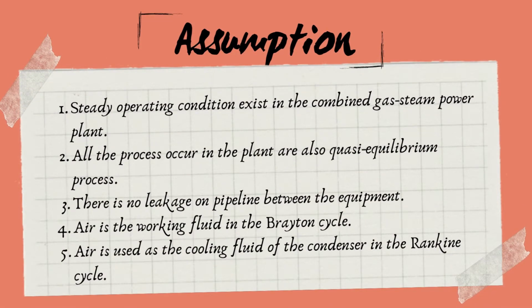I'm Eunice and I'll be explaining the calculation part. Before conducting the calculation, a few assumptions have been made. First, it is a steady operating condition. All processes occur in quasi-equilibrium and there is no leakage in the pipeline.